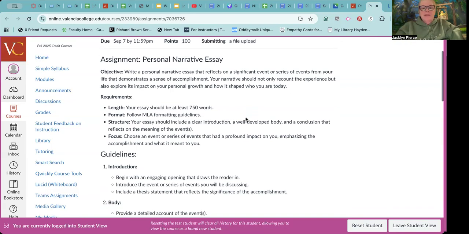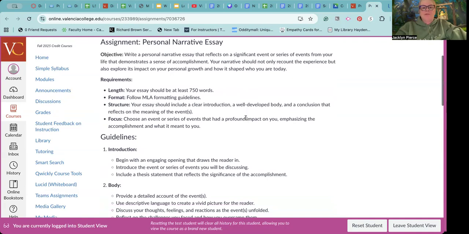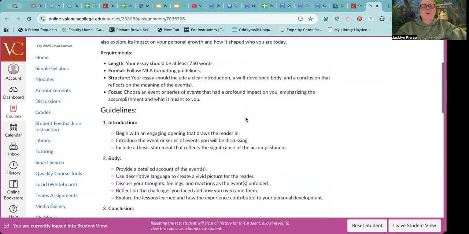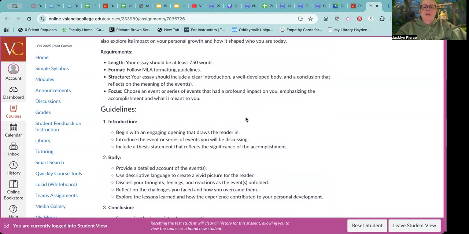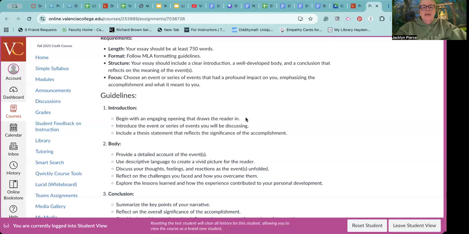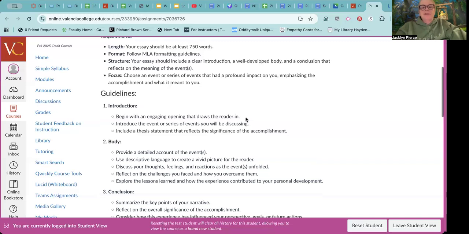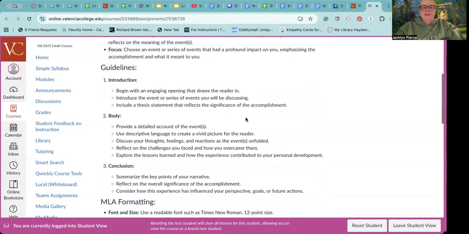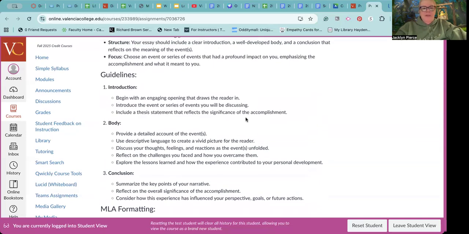Your essay will be at least 750 words, which is three typed double-spaced pages. You're going to set it up in MLA format. We're going to talk about that more next week. I'm not going to get into it too much today. Your essay should include a clear introduction, a well-developed body, and a conclusion that reflects on the meaning of the events. It is not designed to be a simple 5-paragraph essay.